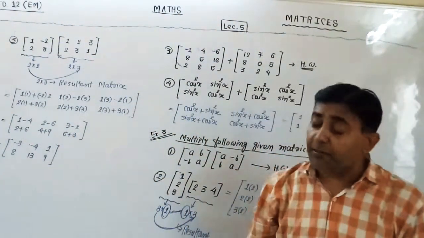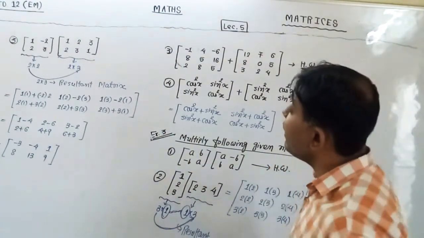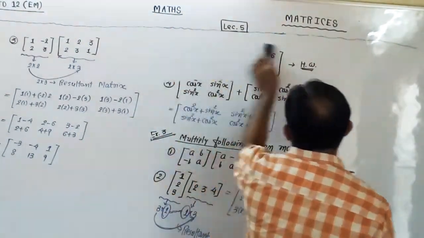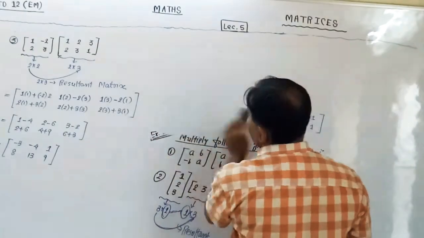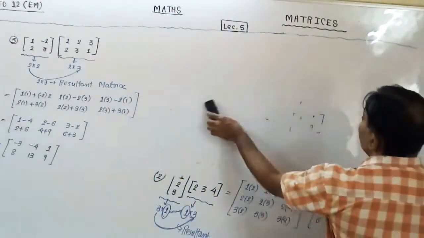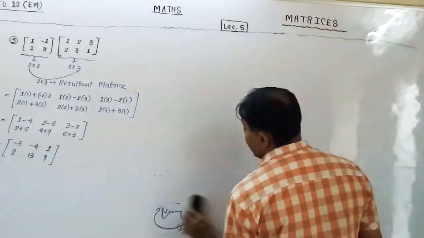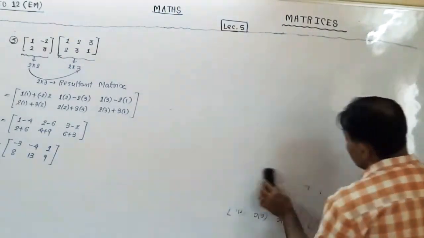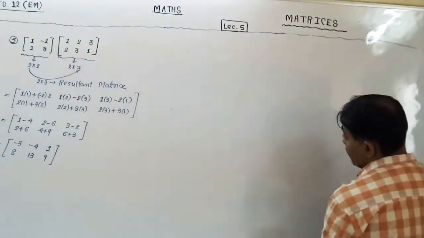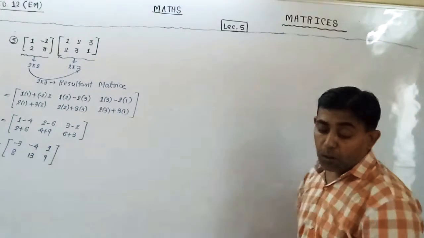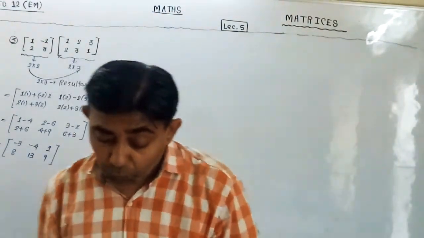So I think it's very easy. Your resultant matrix must be 2 cross 3. So 2 cross 3 is the resultant matrix. Multiplication is also an easy process if you solve several examples at a time. Now let us see the fourth one.